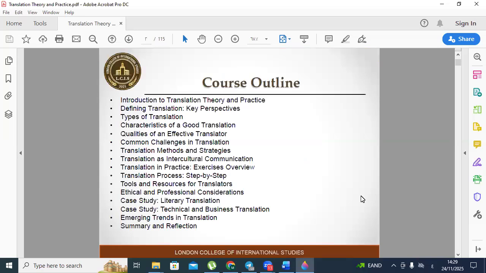Course outline: introduction to translation theory and practice, defining translation, key perspectives, types of translation, characteristics of good translation, qualities of an effective translator, common challenges in translation, translation methods and strategies, translation as intellect in intercultural communication, translation in practice, exercises overview, translation process step by step, tools and sources for translators, ethical and professional considerations, case study: literary translation, case study: technical and business translation, emerging trends in translation, then summary and reflection.